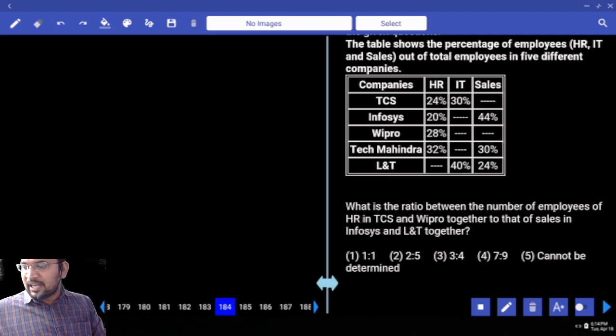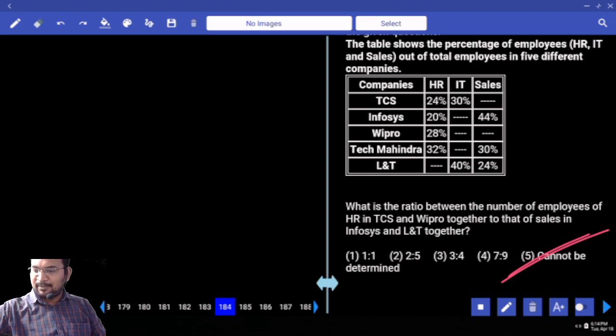What is the ratio between the number of employees of HR and TCS and Wipro together to that of the sales Infosys and L&T together? Here there is no data, so the answer cannot be determined.